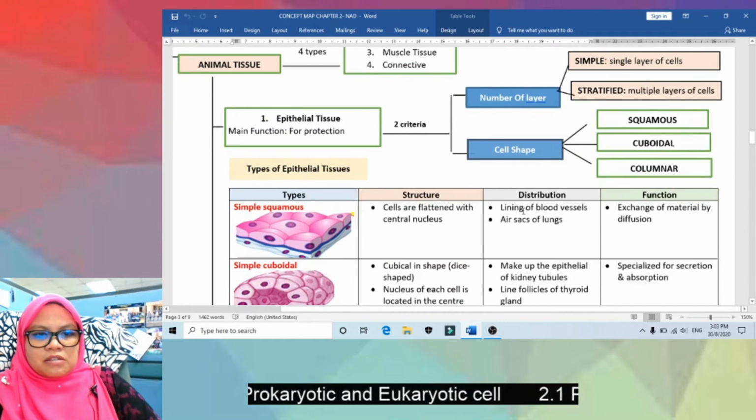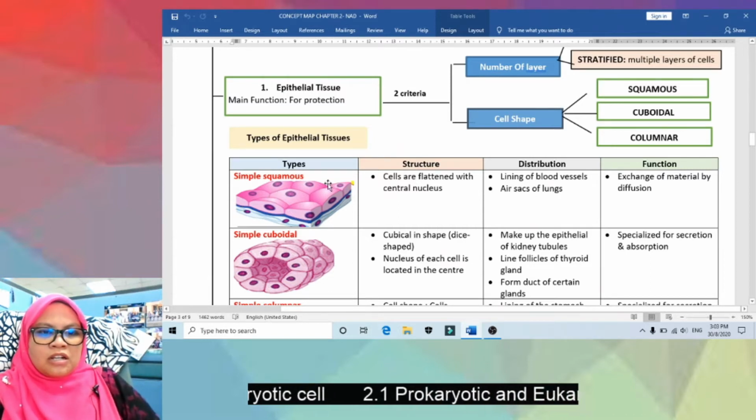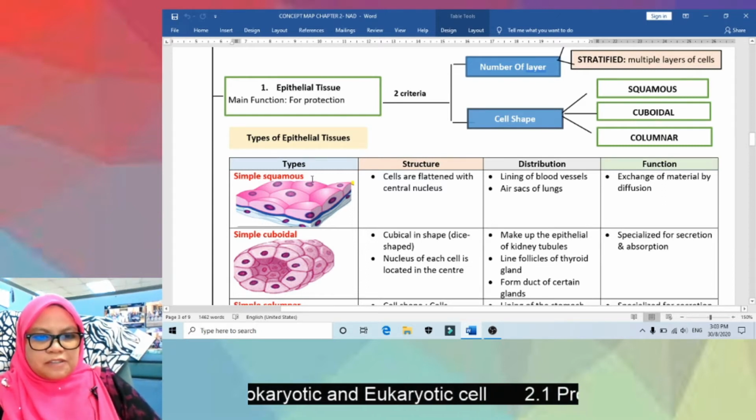So let's discuss the types of epithelial tissue. To give the name for the epithelial tissue, first look at the arrangement, either single layer or multiple layers. If single layer, simple, and then look at the shape. For example here, the shape is flattened, so this is referred to as squamous. So the name of this tissue is simple squamous.